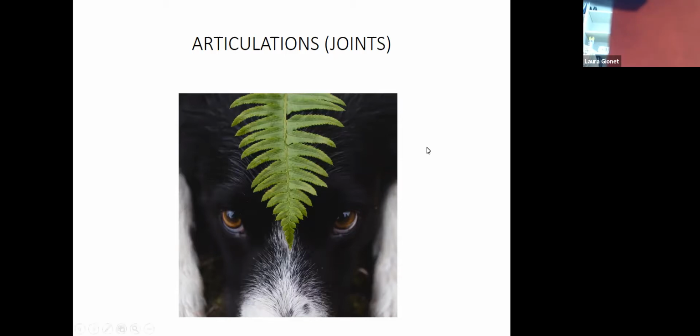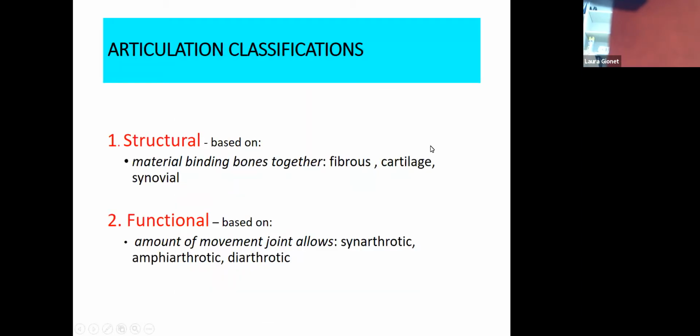Okay, so articulations. When we look at articulations, including the bones that you've already looked at, we can classify all the joints structurally, essentially by the type of material that holds the two bones together. Is it some kind of fibrous connective tissue? Is it one of the cartilages that you've already studied? Or is it a synovial joint, which includes a synovial membrane, synovial fluid, and hyaline cartilage at the articular ends of bone?